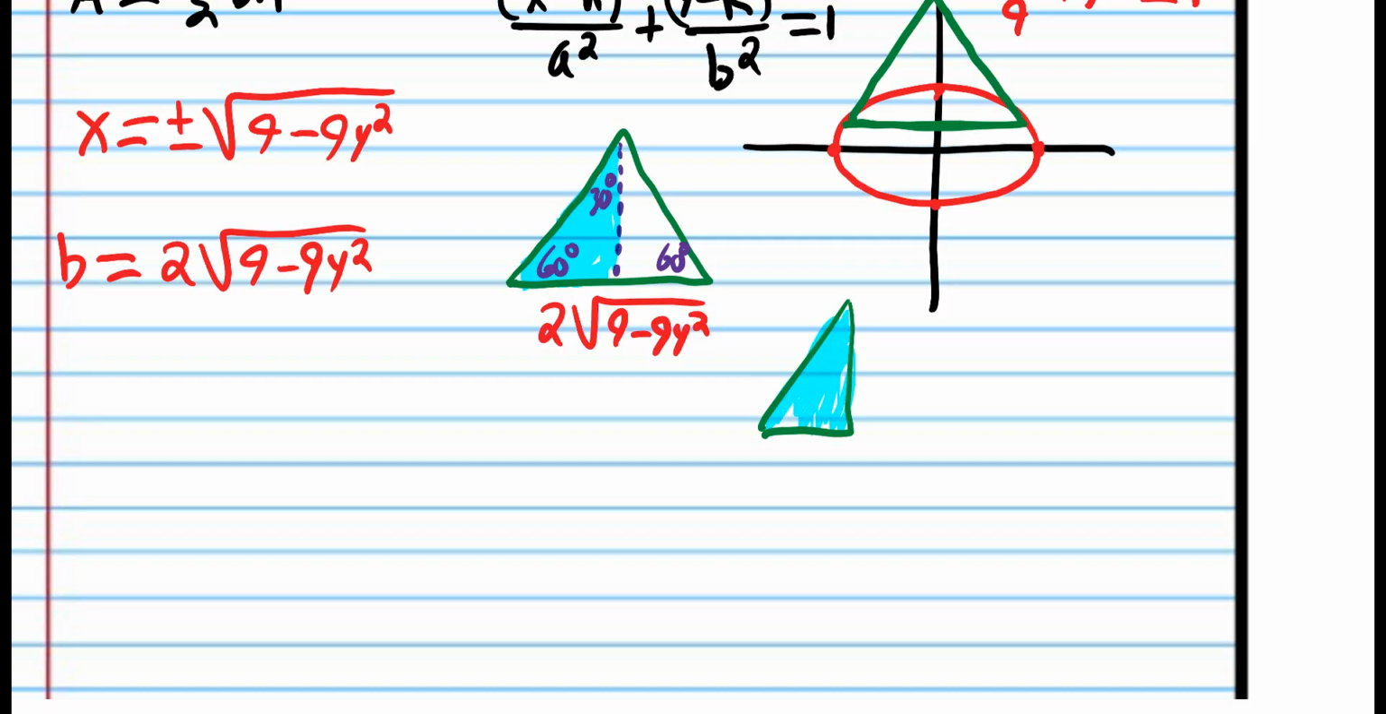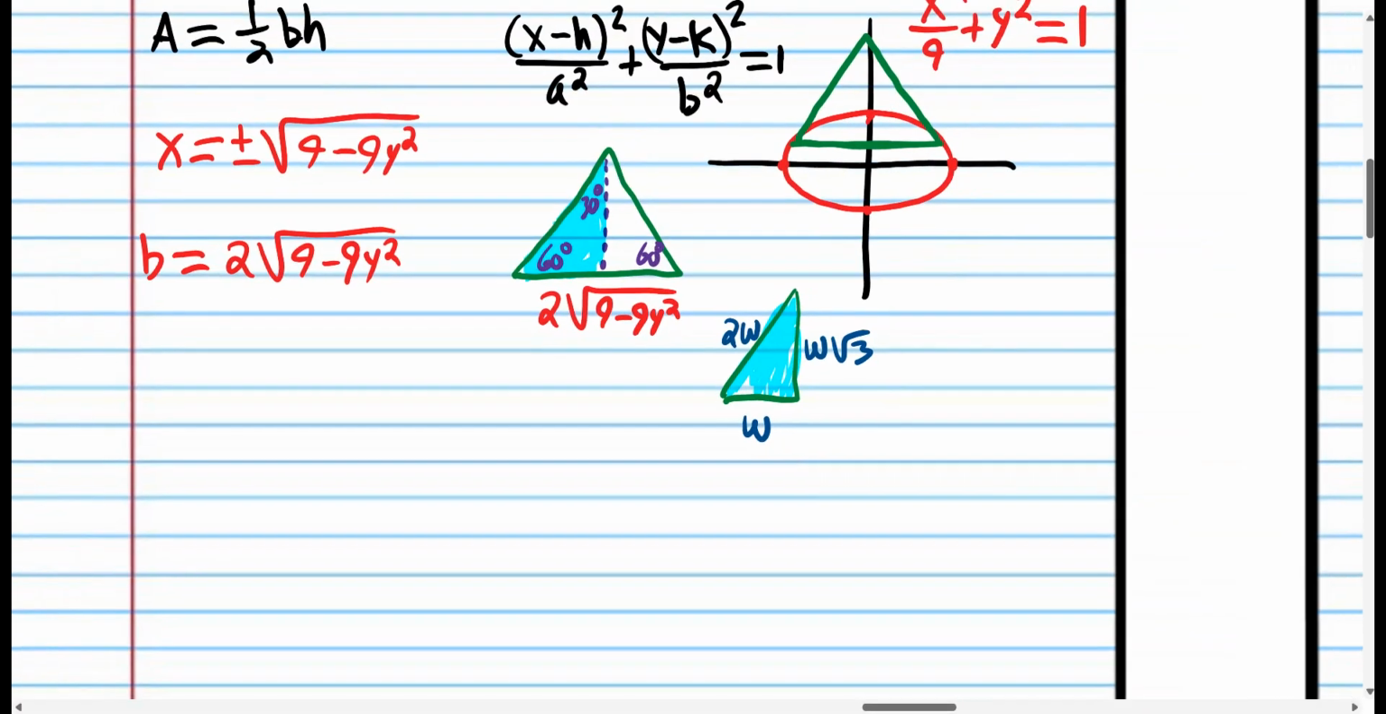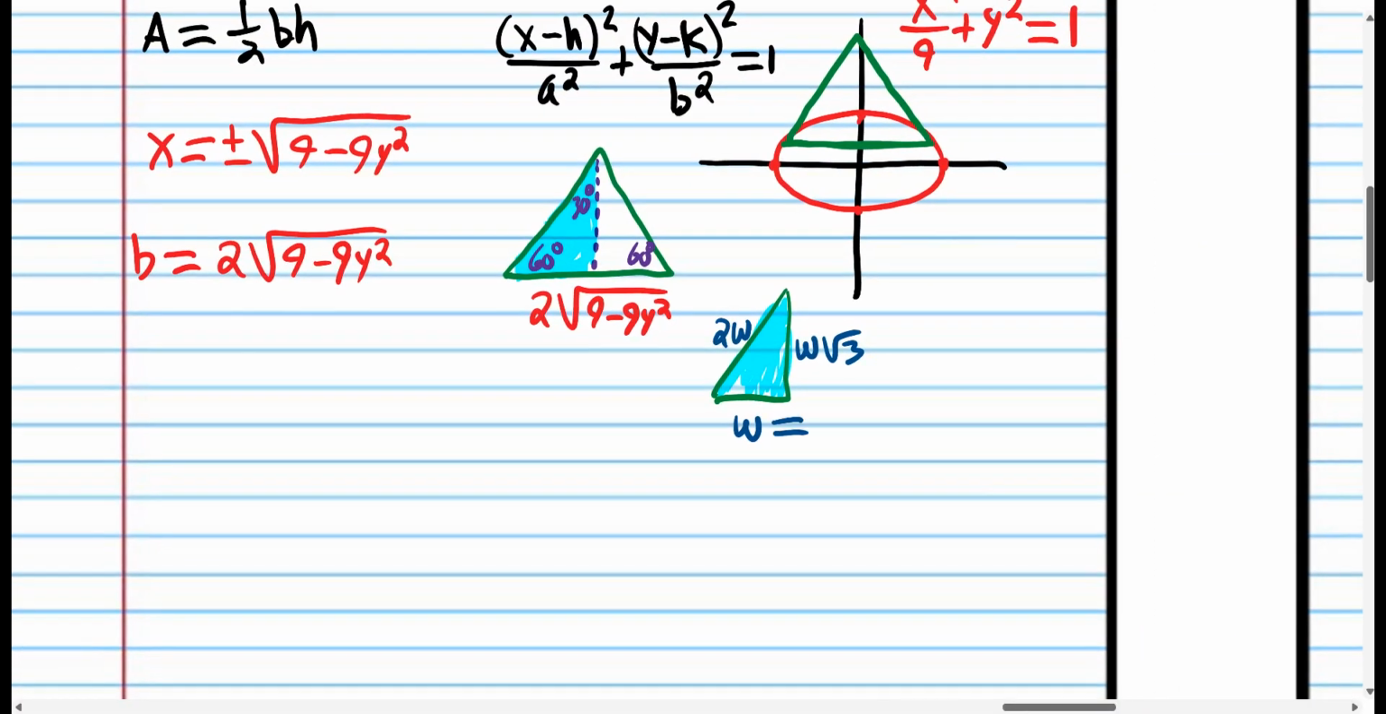Now because this is a 30, 60, 90 degree triangle, remember the side opposite 30 we can call W, and the side opposite 60 we call W root 3. And this side is 2W, but we don't really need that. So W is going to be half of this length. So 2 root 9 minus 9y squared divided by 2. So that's just root 9 minus 9y squared.